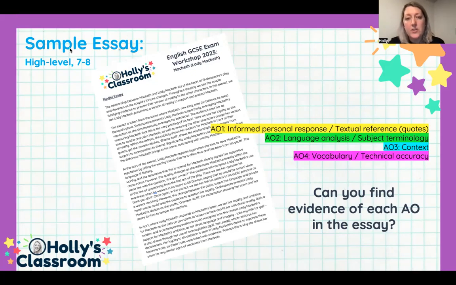What you might like to do to help you keep track of your findings, as you skim read over the model essay, is write AO1 where you see evidence of AO1, and write AO3 where you see the student writing about the wider context. I'm going to give you another minute or so before we move on to talk about the strengths of this essay.